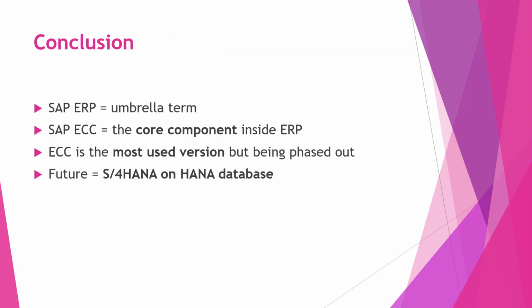Conclusion: the summary is that SAP ERP is the umbrella term, and SAP ECC is the core central component of ERP. ECC is still widely used but will soon be replaced by S/4HANA. So, if someone asks you, is ECC the same as ERP? You can confidently say ECC is part of ERP, not the whole ERP.